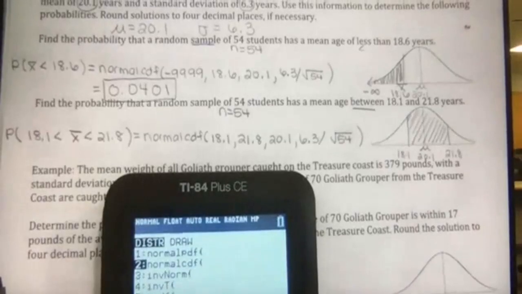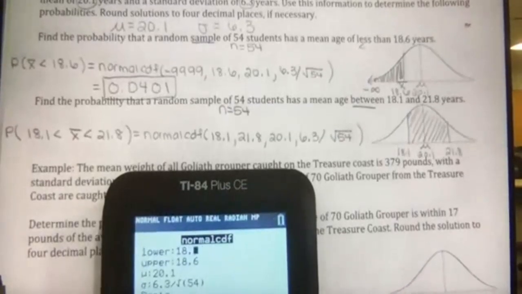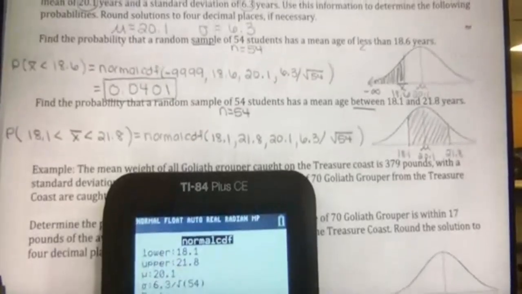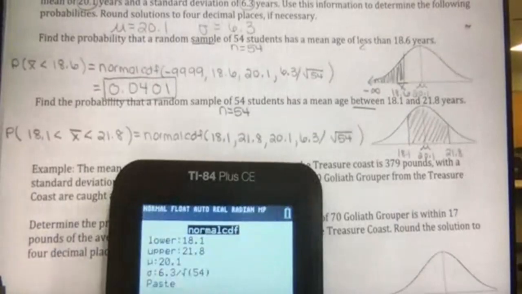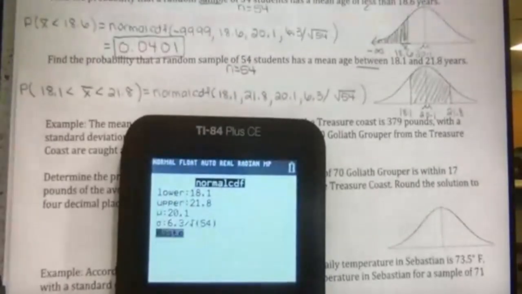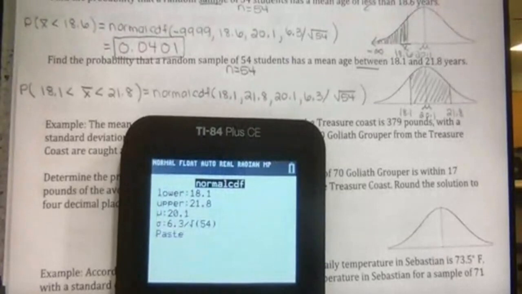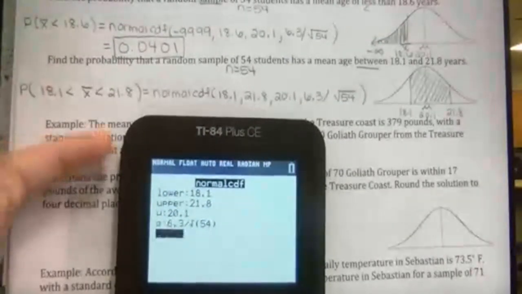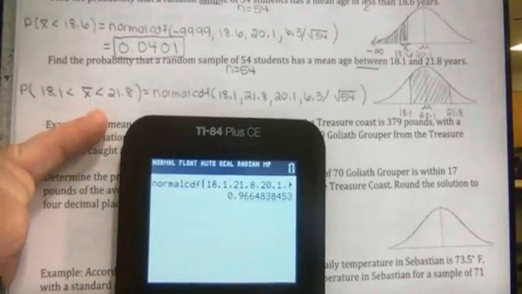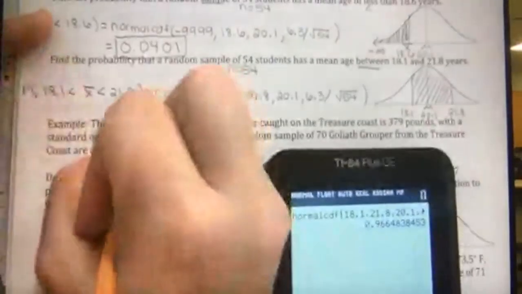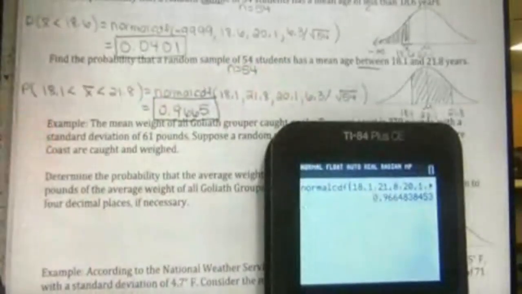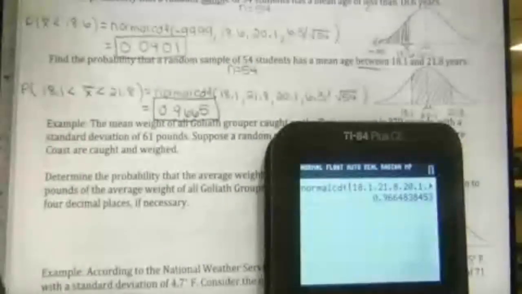So second bars, normal CDF, lower limit 18.1, upper limit 21.8, our mean is 20.1, and our standard deviation is still that 6.3 over the square root of 54. Press enter and look, this matches the calculator, which is what we have written down, and that's our answer, which is 0.96648. So it's going to round up to 0.9665.